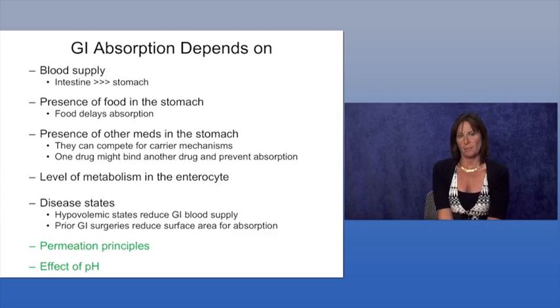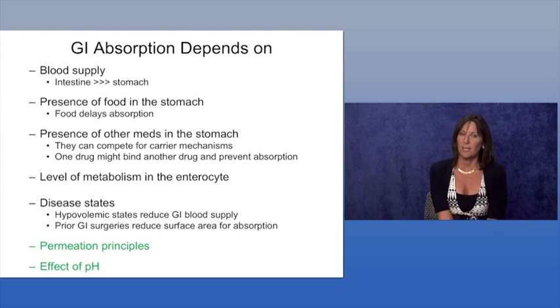A fourth concept is the state of the patient. So some patients who have chronic disease states, such as poor blood circulation, chronic renal failure, chronic heart failure, these in many situations can be considered to be hypovolemic states. In these situations, blood supply may be an issue. And remember, we said previously that blood supply is important to the GI tract.